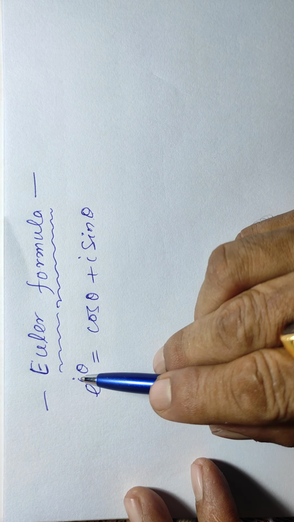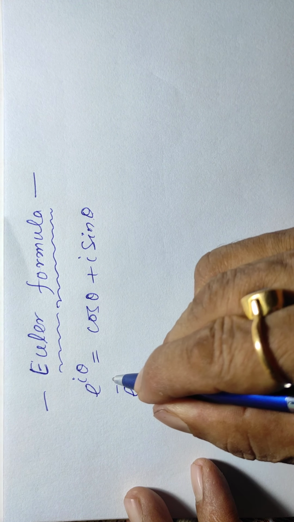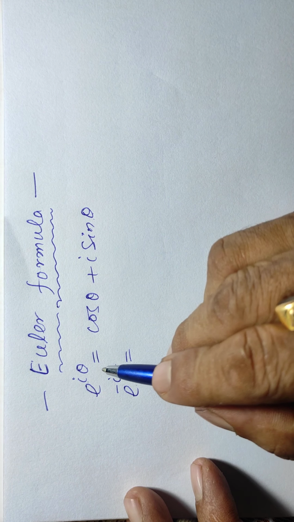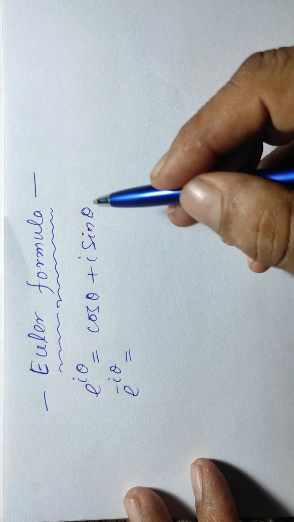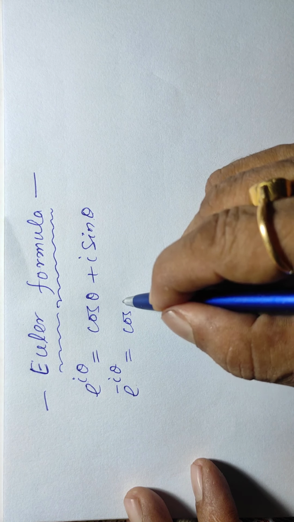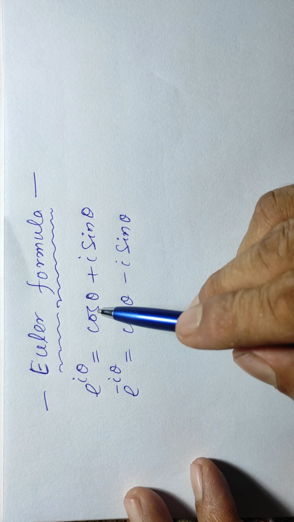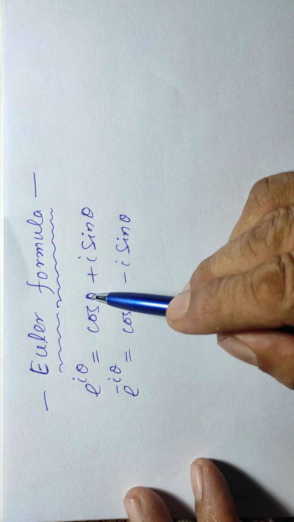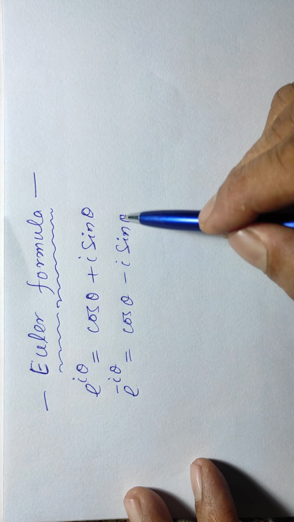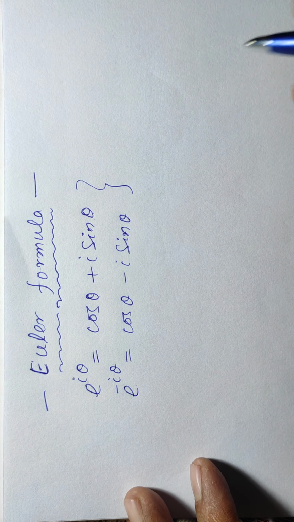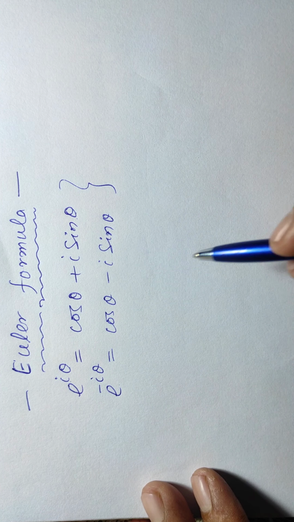If I write e to the power i 2 theta, it will be cos 2 theta plus i sin 2 theta, and so on. Similarly, e to the power minus i theta: in place of theta you should write minus theta, and cos of minus theta is cos theta, and sin of minus theta is minus sin theta. So it will be cos theta minus i sin theta. Again I am repeating, in place of theta I have written minus theta. That means cos of minus theta is cos theta, but sin of minus theta is minus sin theta. So you have to remember these two formulas which are given by Euler. Don't pronounce it Euler, it is Euler.